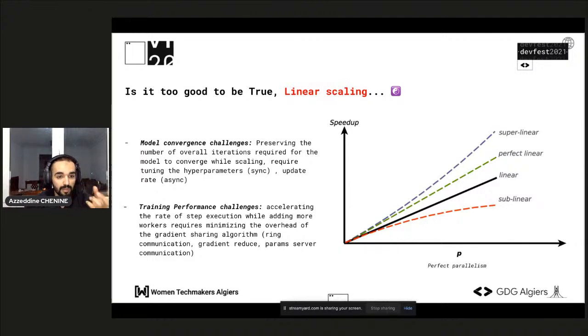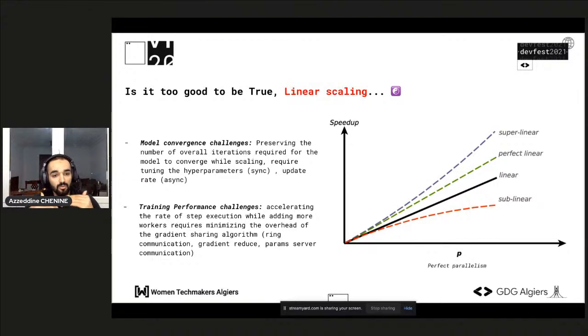architecture. By training performance challenges, what we mean is that accelerating the rate of step execution while adding more workers requires minimizing the overhead of the gradient sharing algorithm. So the more nodes you add to your infrastructure, you need to share your gradients in a synchronous or asynchronous way, and it can present a real overhead when it comes to synchronous communication. For example, the ring communication, the gradient reduce, and the parameter server communication, like communicating the push and pull weights.